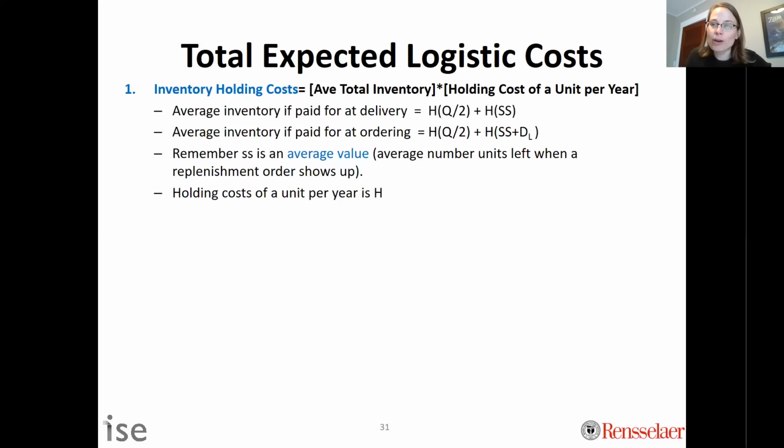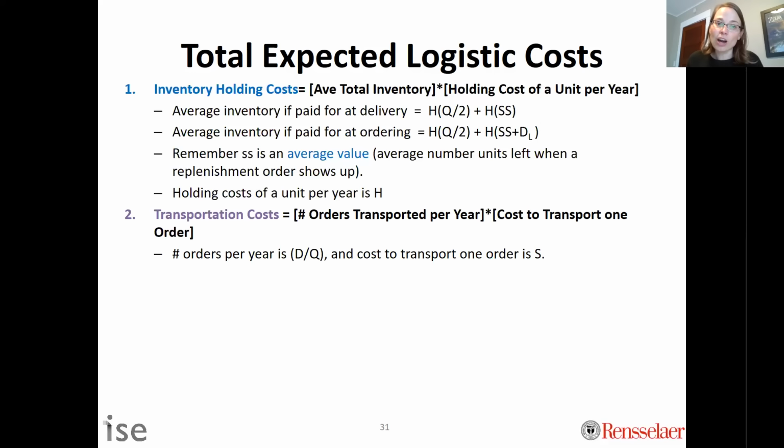If you remember from the QR model, we know the average inventory in the system. From the Q part, the EOQ is Q over 2, and then from the R part, depending on whether you pay for inventory at delivery or at ordering, would be either the safety stock or the safety stock plus the expected demand during lead time. And so that's your average inventory in the system. One thing to note is to remember that safety stock is an average value. It's the average number of units left when a replenishment order shows up. And remember, H is the holding cost of a unit per year.